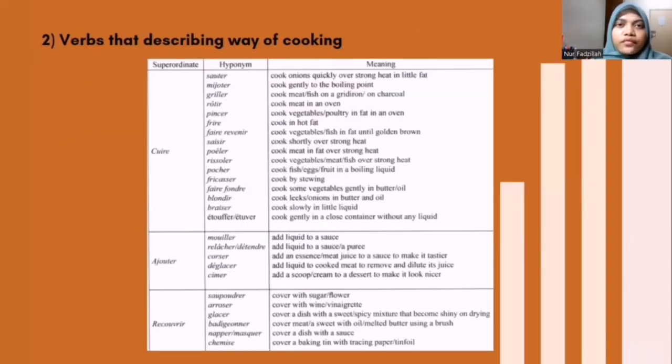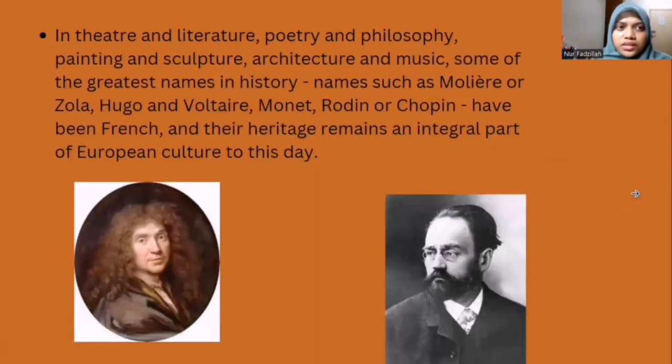And we have actually used a lot of French words to describe ways of cooking. For example, I think you are very familiar with sauté in English, which means to cook onions quickly over strong heat in a little fat. French people are also successful in theatre and literature, poetry and philosophy, painting and sculpture, architecture and music.